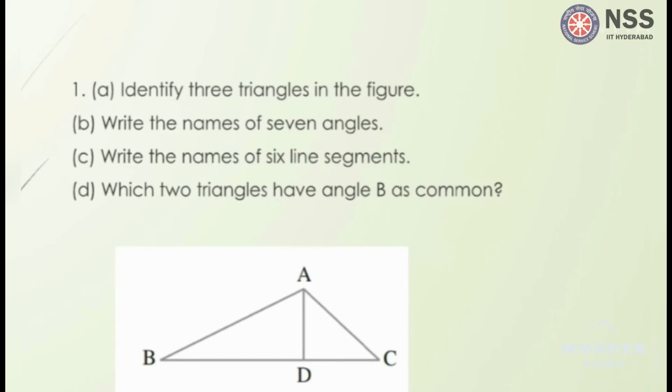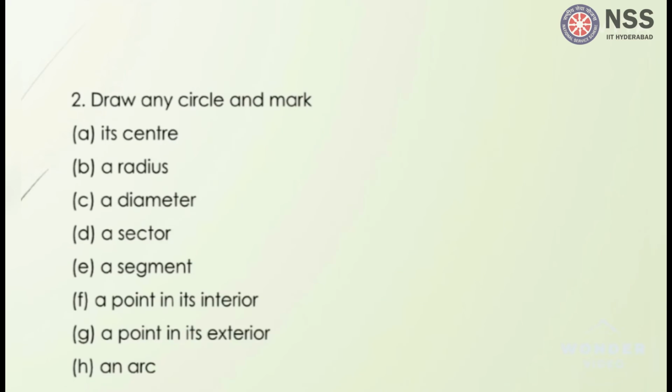Classwork. Identify three triangles in the figure. Write the names of 7 angles. Write the names of 6 line segments. Which two triangles have angle B as common? Refer to the above lectures to find the answers.